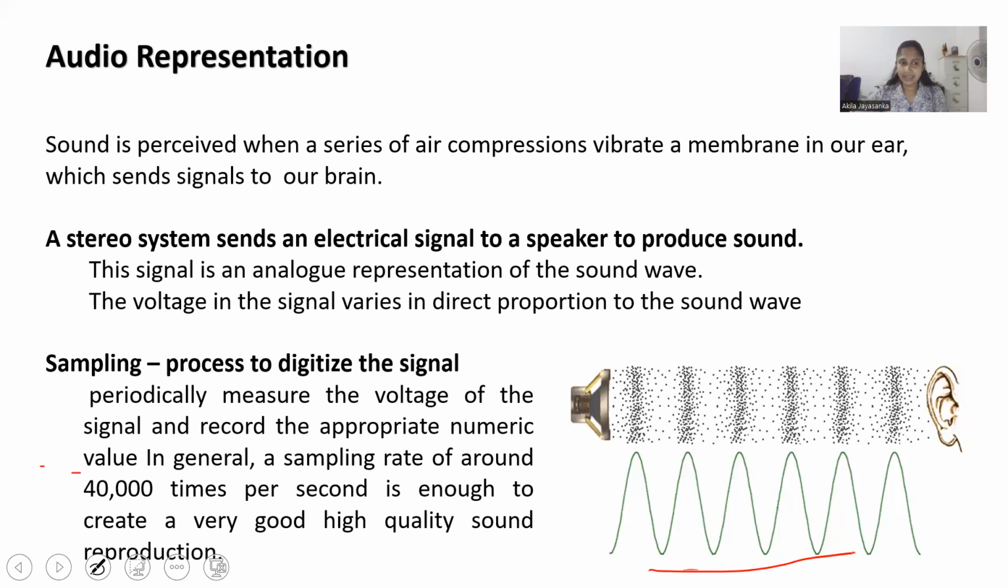In the sampling process to create the digital signal, we periodically measure the voltage of the signal and record the appropriate numeric value. In general, a sampling rate of around 40,000 times per second is enough to create very good high quality sound reproduction, right? ඊට පස්සේ වෙන්නේ මෙන්න මේ voltage value එකට එහෙම නැත්නම් voltage එකට අදාළ value එක convert කරනවා binary format එකට, and then the computer system is going to convert this analog signal into a binary signal or digital signal, right? Then it's going to give the output as sound.